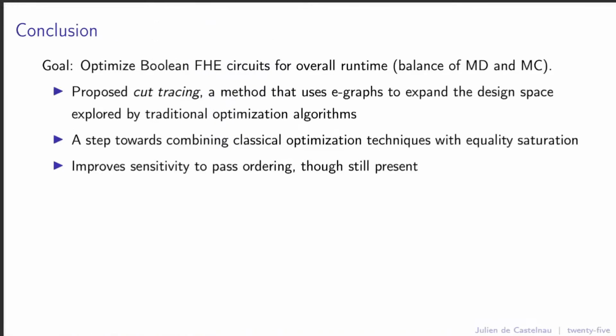So to conclude, we wanted to optimize Boolean FHE circuits for their overall runtime, which is some combination of MD and MC, instead of just one at a time. So for this, we proposed cut tracing, which is a method that uses EGRAPHs to expand the design space explored by traditional optimization algorithms. In this sense, it's a small step towards combining classical optimization techniques with equality saturation. We saw that it improves sensitivity to the ordering of the passes, though it's limited due to not using the EGRAPH in the optimization process itself.